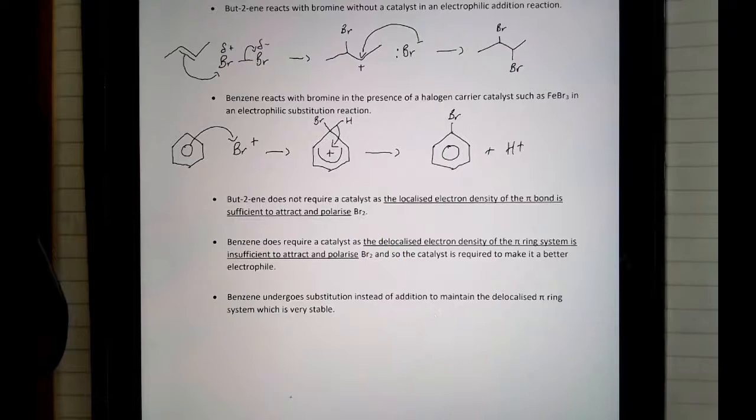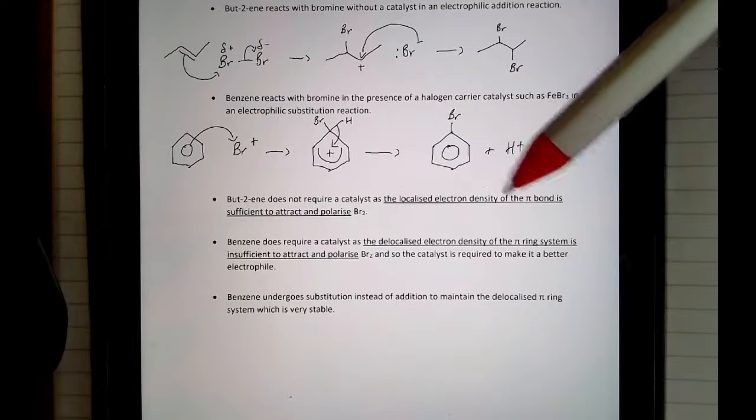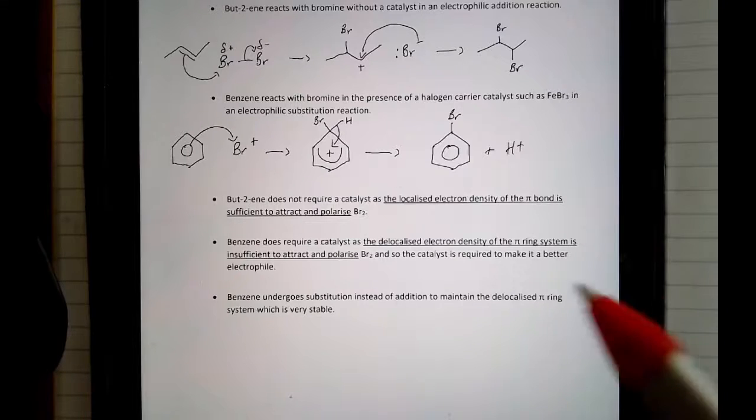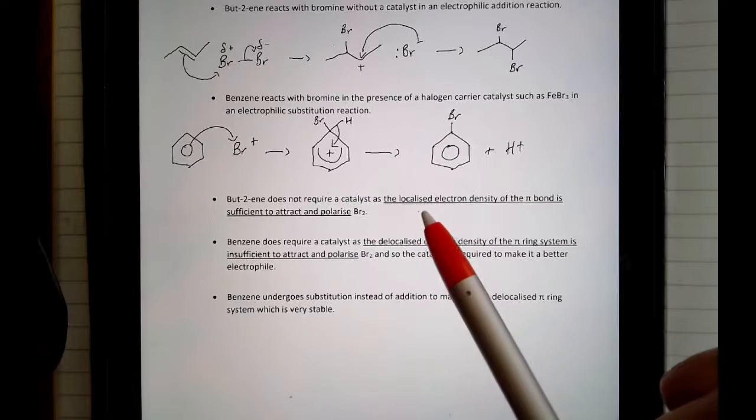So by polarize, remember bromine, it doesn't have a permanent dipole, but if the bromine were to approach the electrons in that pi bond, the electrons in the pi bond would repel the electrons in the bromine-bromine bond and would create a dipole. So that's what I mean by polarize. That's the exact language from the spec. That's what you should be saying.